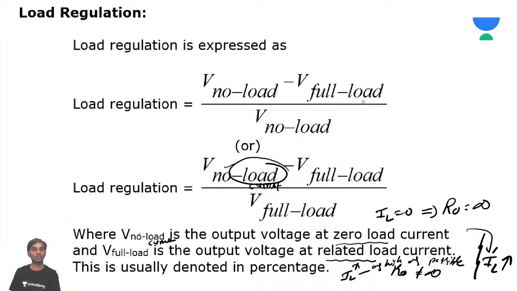Zero load current. V no load means zero load current. No load current. Don't think otherwise. You have to remember this point very importantly.